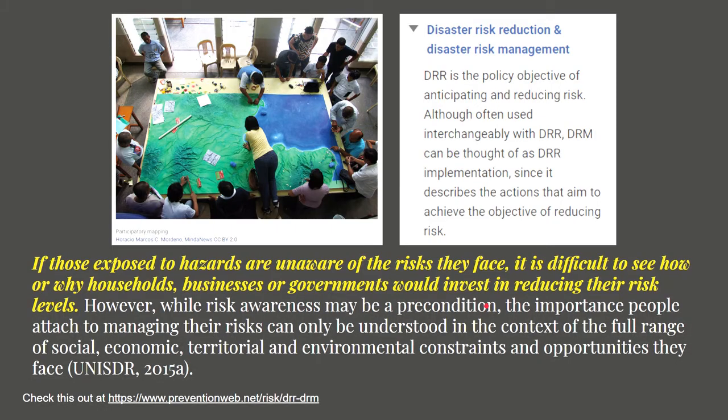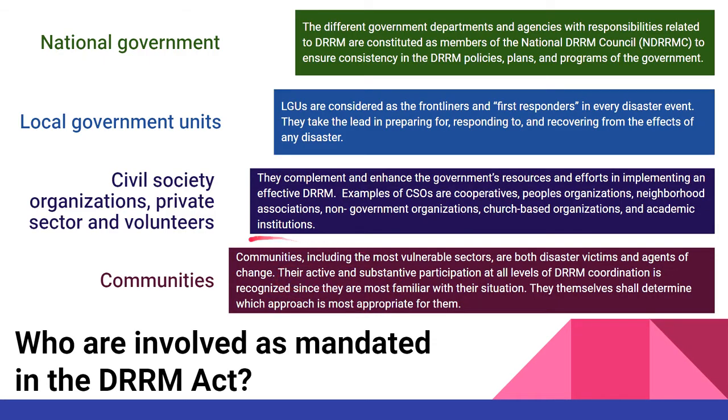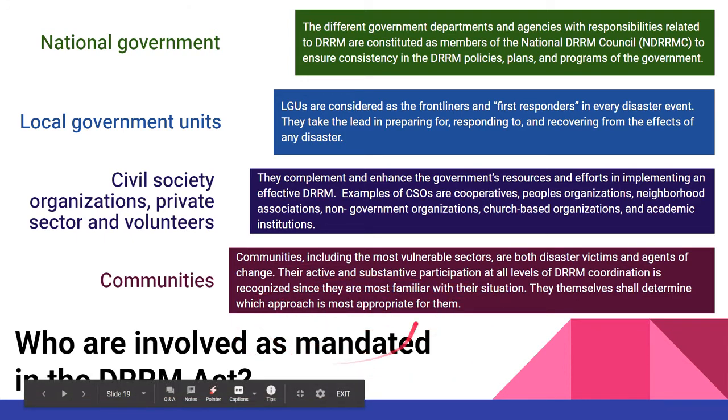If you still remember, we talked about this in the previous unit in the previous series. According to the UN, if those exposed to hazards are unaware of the risk they face, it is difficult to see how or why households, businesses, or governments would invest in reducing their risk levels. So the community members, the citizens, are the most knowledgeable about their situation, so they themselves shall determine which approach to disaster management is most appropriate for them.